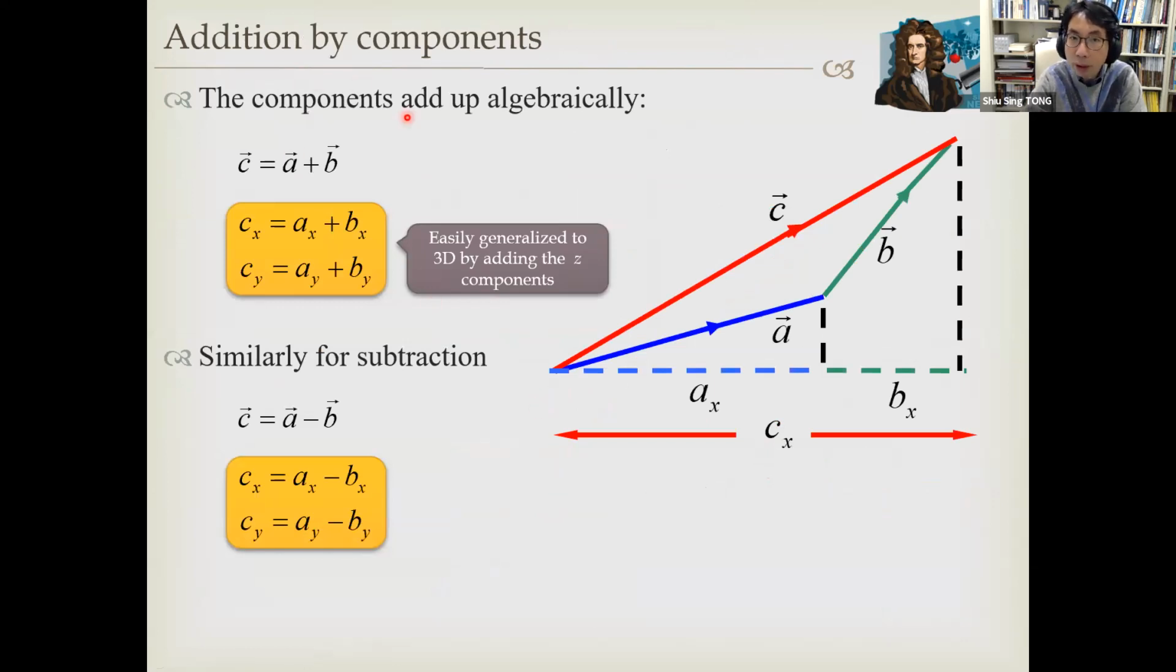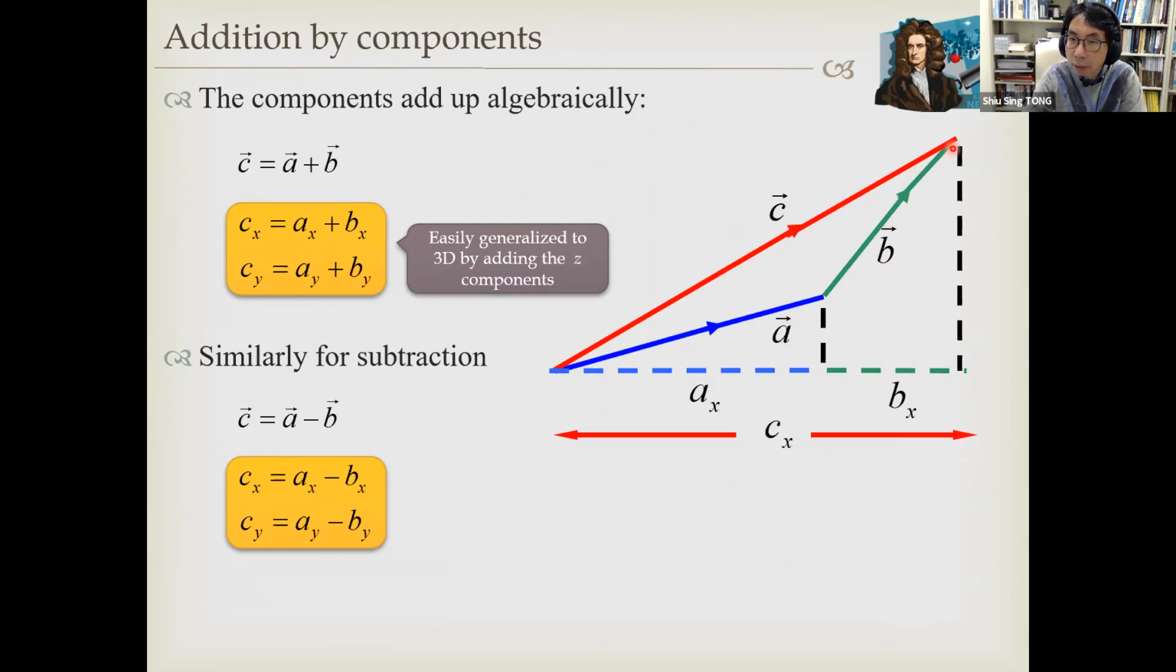Now with the components, you can add up two vectors algebraically, because the components are numbers, right? So they can be added algebraically. Suppose we have the vector A and the vector B. We resolve the components. So the component of A along the x-axis is AX. The component of B along the x-axis is BX. Okay, so AX and BX are the components of the vectors A and B along the x-axis. And this is the resultant C, the sum of A and B.